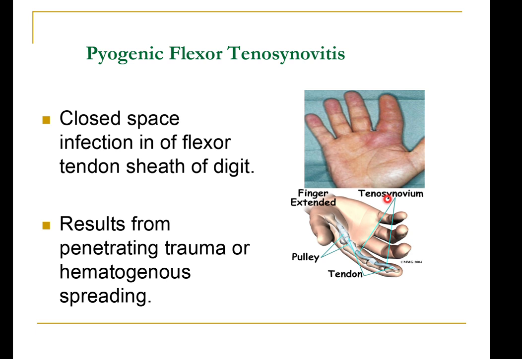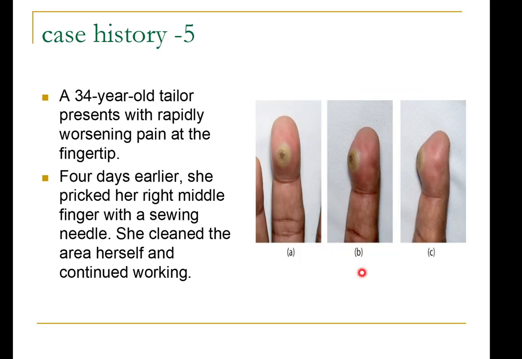What is pyogenic flexor tenosynovitis? It is a closed space infection of the flexor tendon sheath, and it usually results from penetrating trauma or hematogenous spread. But if it is of the little finger or of the thumb, usually there is a spread of infection to the space of Parona. That is what we saw in the previous case.